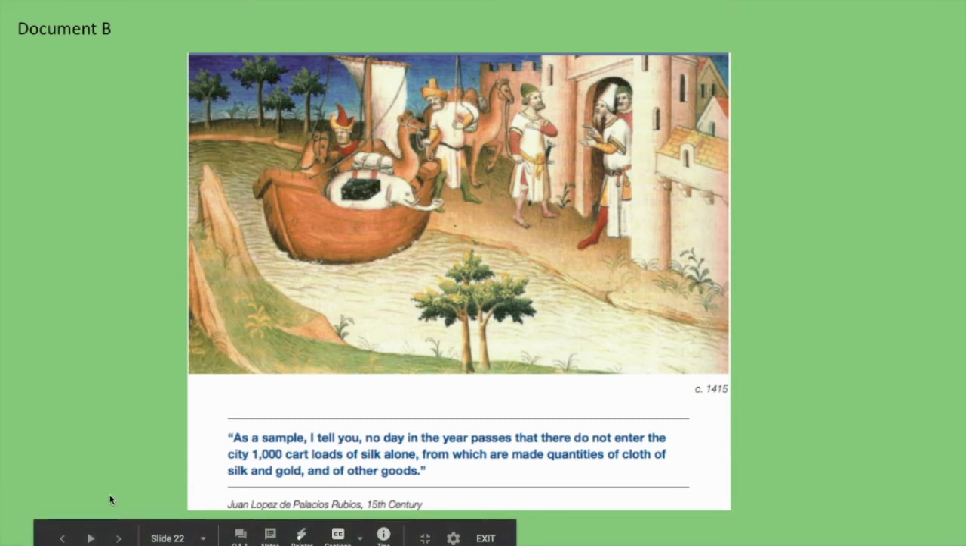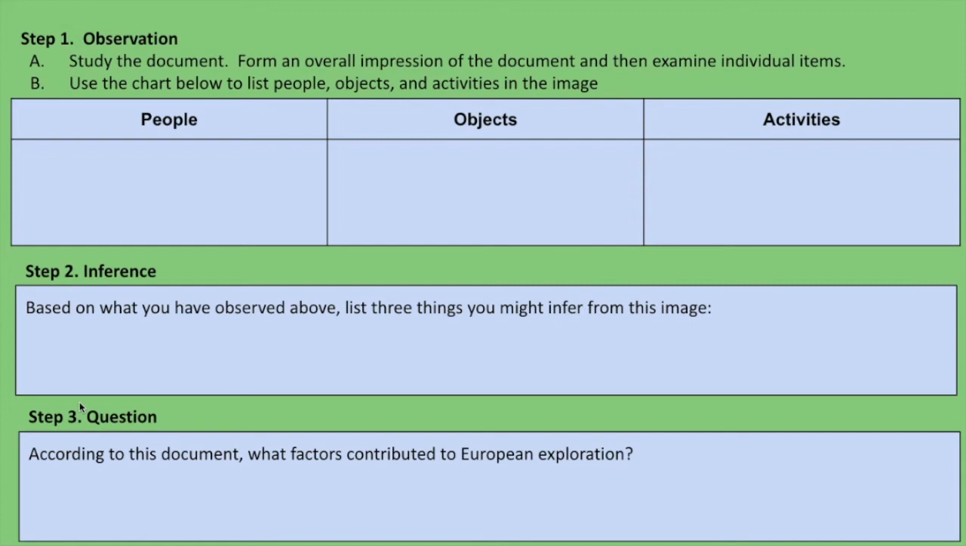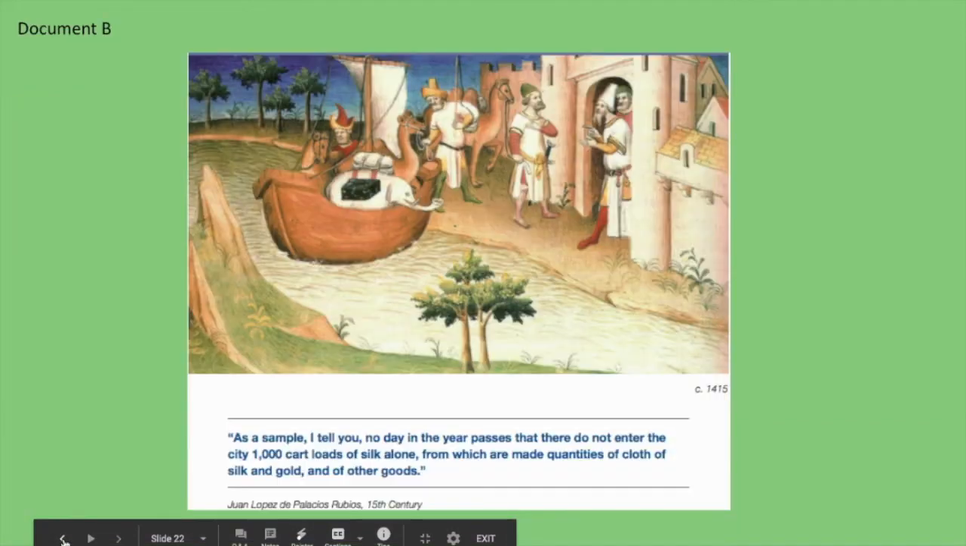So now I'm thinking about our graphic organizer, and I'm studying the document. I'm using the chart below to list people, objects, and activities in the image, just like it says in step 1. For people, there are people holding different objects. The people are wearing clothes that are different colors.